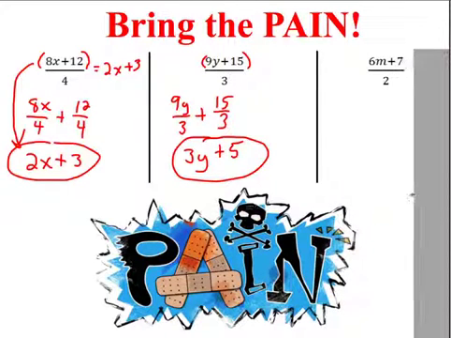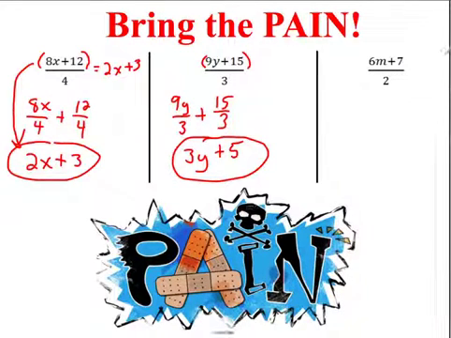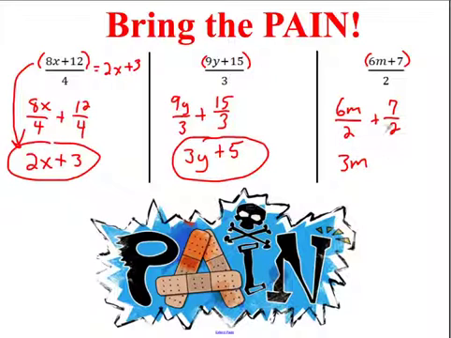In the last one, how about this? The whole top is being divided by 2, so I'm really looking at 6m divided by 2 plus 7 divided by 2. Everybody gets divided by that 2. 6m divided by 2 is what? 3m? 7 divided by 2 is a decimal. I'm going to leave it as a fraction, though. I like these as fractions, and it'll help out later when we do go to graphing. So you could put 3.5, but for now, let's leave it as these improper fractions and leave it just like that. Awesome. We brought the pain.